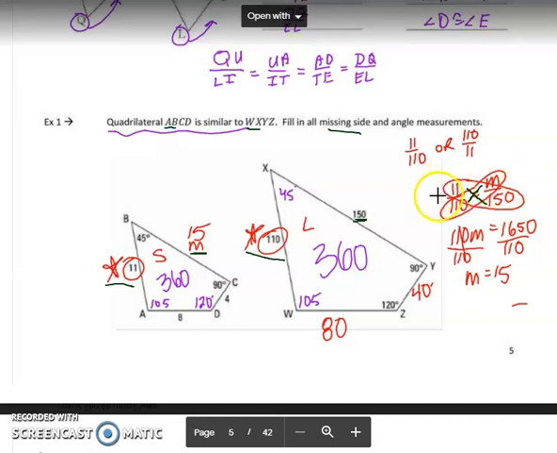Could you set this up as 110 over 11 and 150 over M and solve it? Yeah, perfectly fine. You're still going to end up with 15. Once I found this value of 15, that's what I wrote down right here because that's the corresponding side that it goes with. And then what we ended up doing, I think probably on the sideboard, was we took 4. And I think what we talked about was, hey, if you look at 11 and 110, this could become 1 over 10.